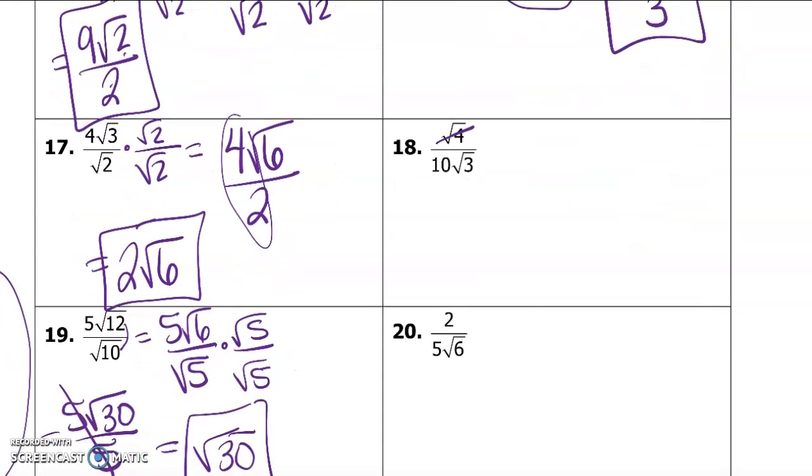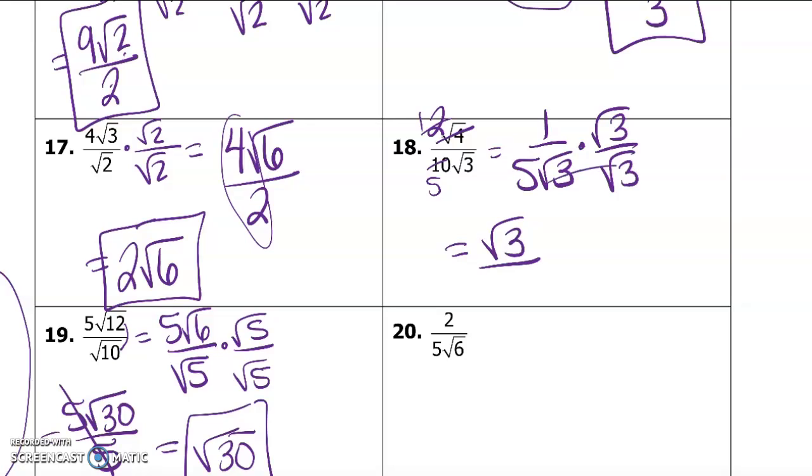Hopefully you notice that the square root of 4 is just 2. And then I can simplify 2 over 10 to 1 over 5. So I'm going to rewrite this as 1 over 5 square root of 3. So I did a whole bunch of simplifying before I even started. So now I'm going to do square root of 3 over square root of 3. So square root of 3 on the top. 5 times 3 gives me 15 on the bottom. Again, if you need to take more steps than that, there's nothing wrong with that. Take as many steps as you need.